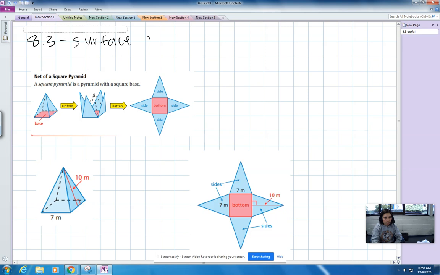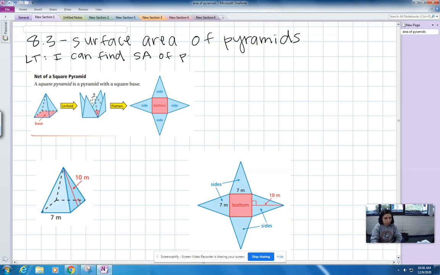So today's section is 8.3, Surface Area of Pyramids. In our last section, we found the surface area, the area of all the surfaces, of prisms. Now we're going to do the same thing with pyramids. Our learning target is I can find surface area of pyramids using nets.